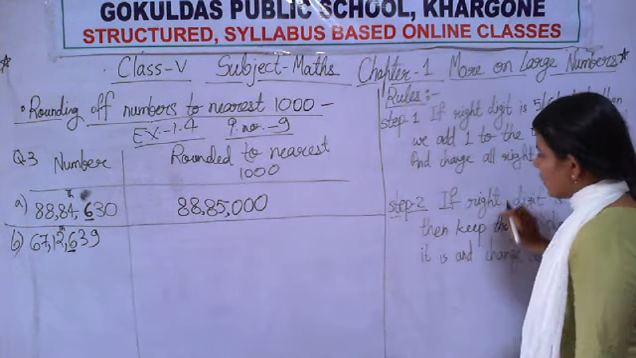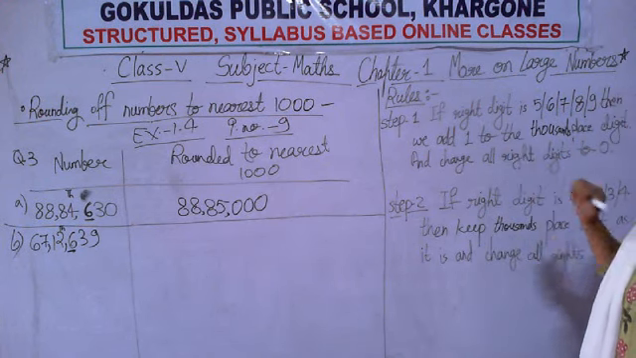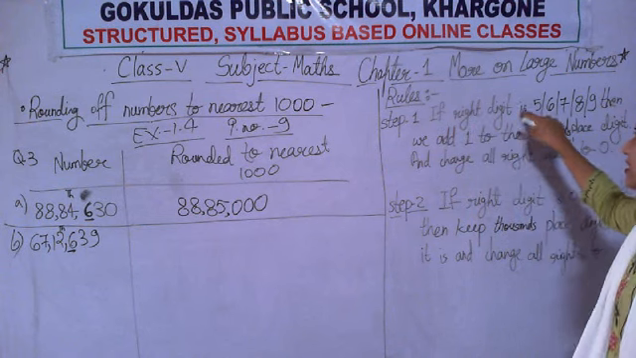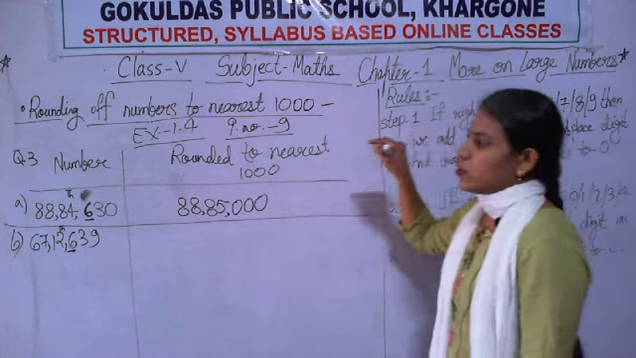So in which step does 6 come? In which rule? It is coming in step 1. So follow this step. If the right digit is 6, then we add 1 to the thousands place. So what will you do?